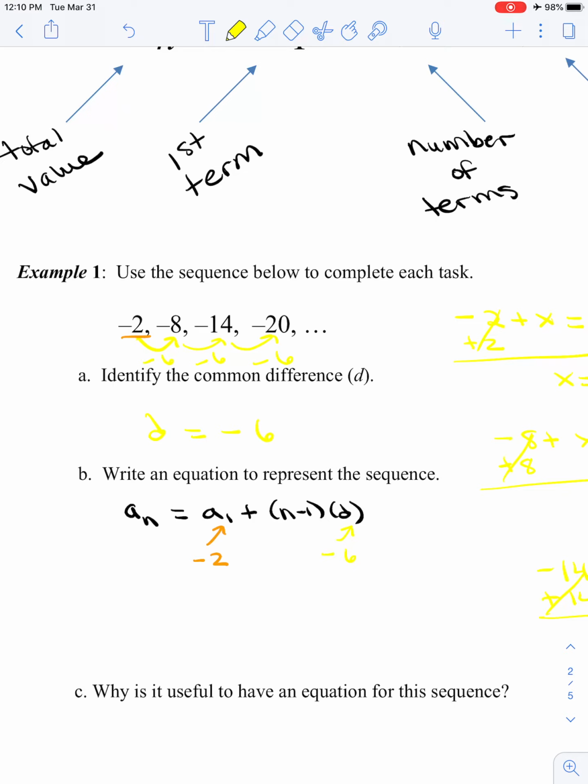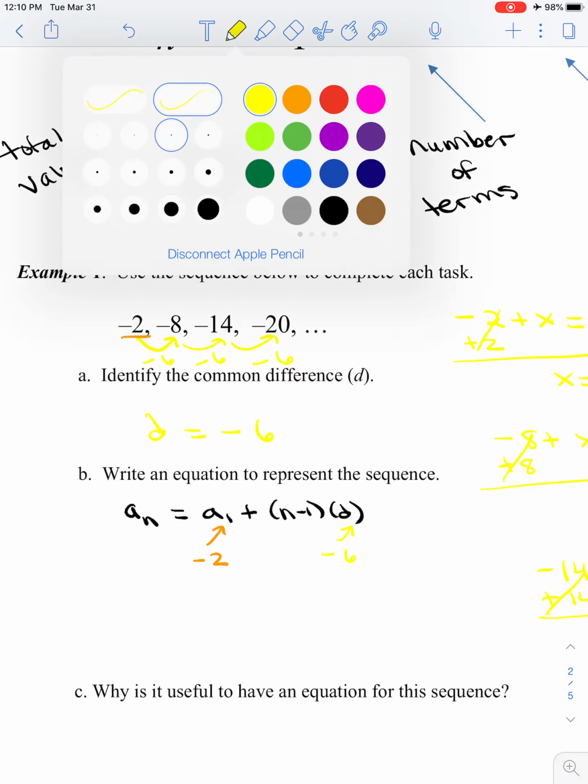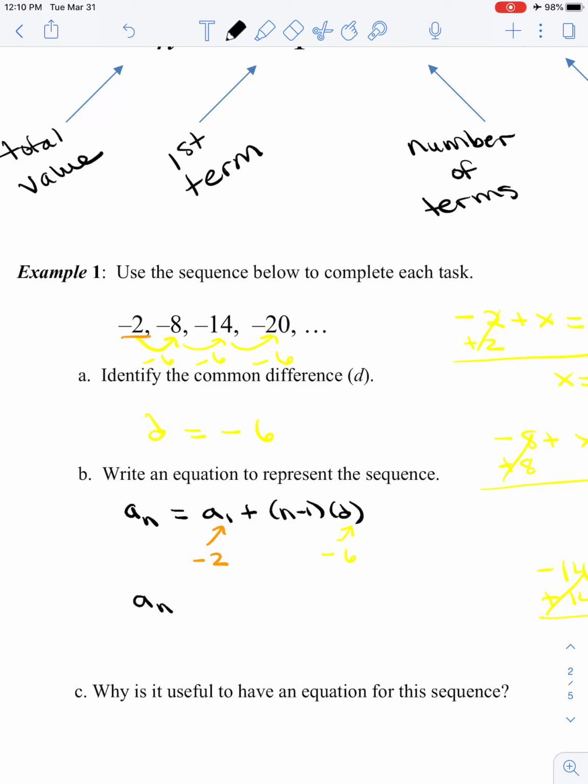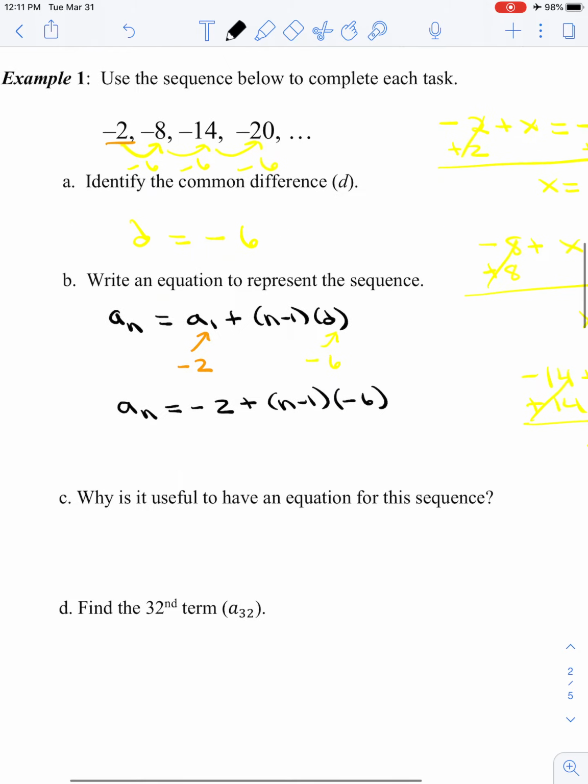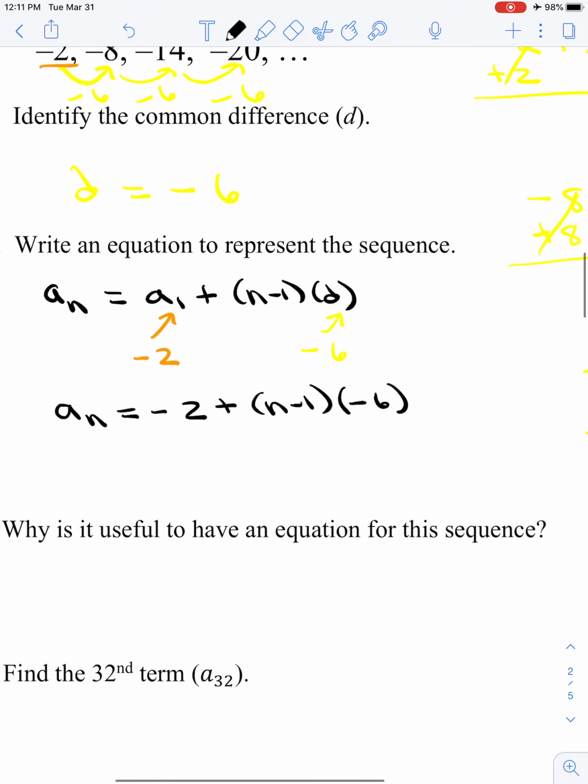The thing that we don't know is n. We don't know how many terms we have in the sequence. We're just going to leave that as the variable n for now. So now I'm going to plug into my equation. So I have a sub n equals -2 plus, in parentheses, n minus 1 times -6. It's important to put that -6 in parentheses because you don't want it to look like subtraction. So if you had done this, this looks like you're subtracting 6, when really you mean that you want to multiply by -6. So just be careful about that.